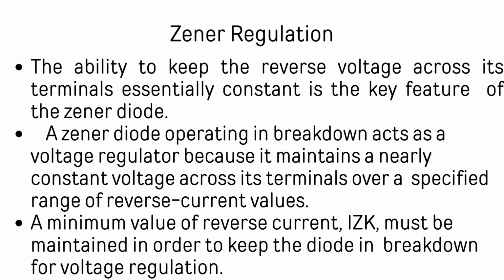The ability to keep the reverse voltage across its terminals essentially constant is the key feature of the Zener diode. A Zener diode operating in breakdown acts as a voltage regulator because it maintains a nearly constant voltage across its terminals over a specified range of reverse current values. A minimum value of reverse current must be maintained in order to keep the diode in breakdown for voltage regulation.